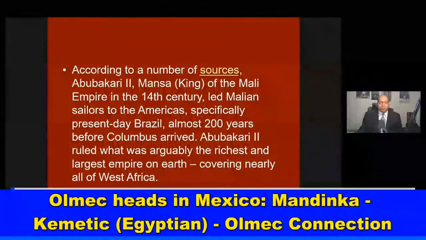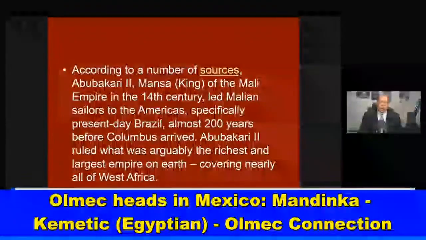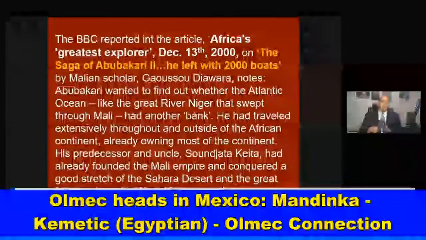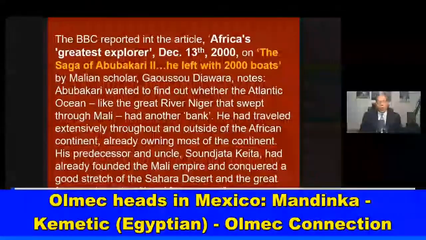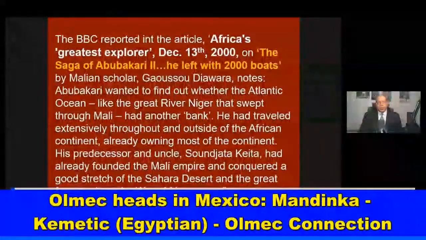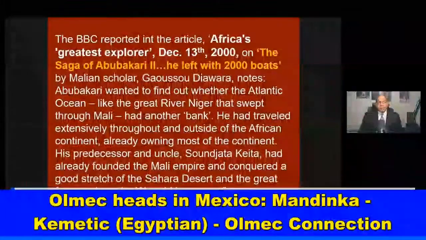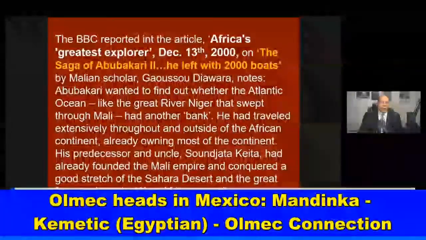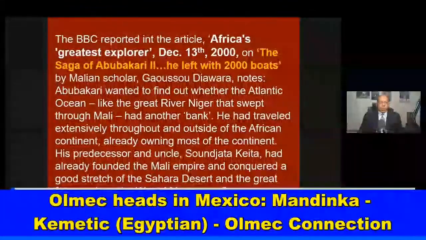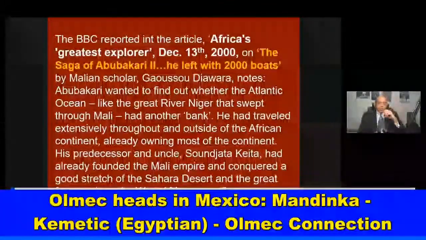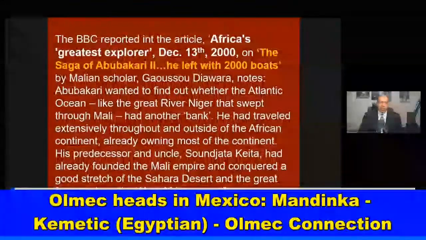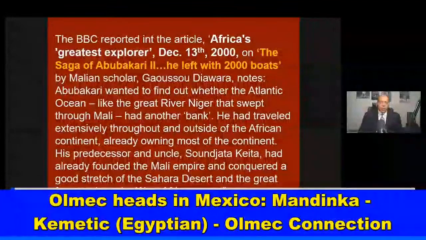Abubakar II ruled what was arguably the richest and largest empire on earth, covering nearly all of West Africa. The BBC reported in the article, Africa's Great Explorer, which came out December 13th, the year 2000, on the saga of Abubakar II, he left with 2,000 boats, by Malayan scholar Gausu Diawara, notes Abubakar wanted to find out whether the Atlantic Ocean, like the great river Niger that swept through Mali, had another bank. He had traveled extensively throughout and outside of the African continent, already owning most of the continent.